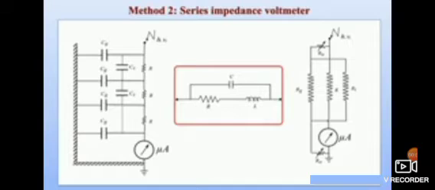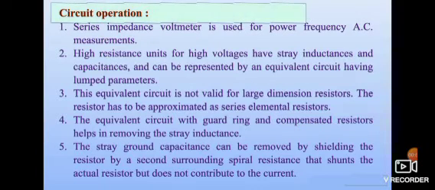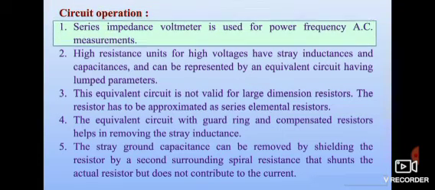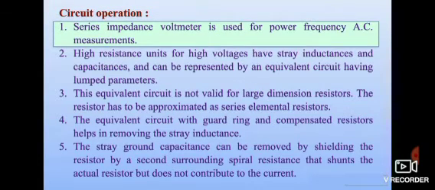Then method 2 is the series impedance voltmeter. The diagram shows the series impedance voltmeter. The red color symbol shows the series impedance voltmeter method. Let us see the circuit operation for the series impedance voltmeter. It is used for power frequency AC measurements.